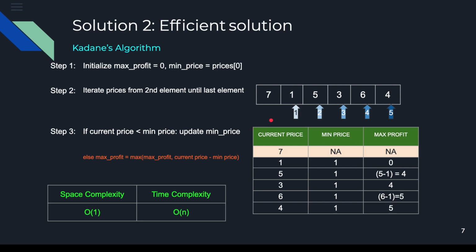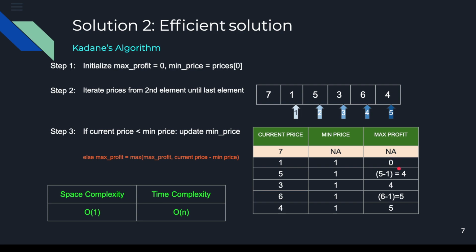And if you look at the whole iteration that I have created here in this table, the first element has both min price and maximum profit as NA, because the loop is not going through it at that moment, because the loop starts from the second element. But the minimum price will be assigned as price 0, which is 7. As soon as we reach the current price equal to 1, the minimum price will be assigned the value 1. At that time, maximum profit will not get updated.